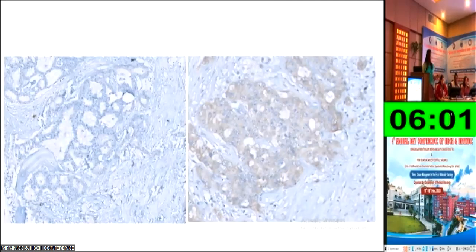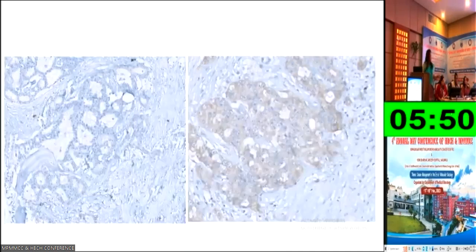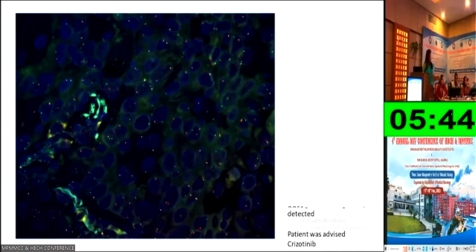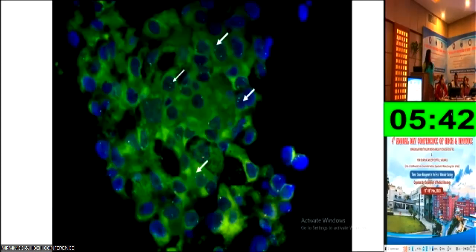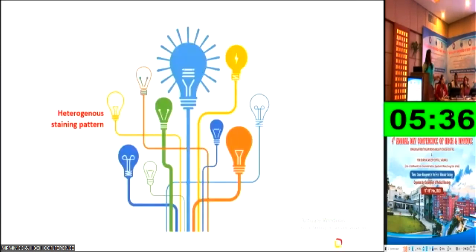I will just skip this. So we had compared D4, D6 and the SP384 Ventana antibody clone. We can see if the H score is more than 250, it is definitely a ROS gene rearrangement. This was the case: D4, D6 negative, and you can see a weak staining by SP384. And this was ROS gene rearranged. So the point is that ROS IHC is the screening antibody and it is not a predictive marker.